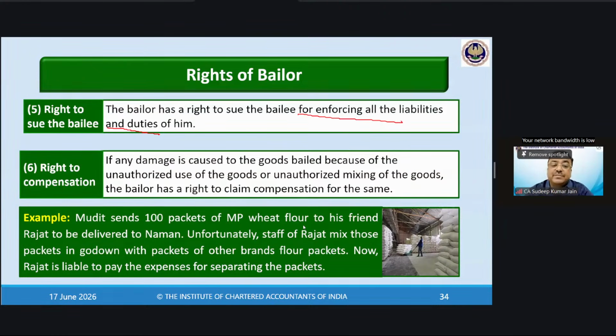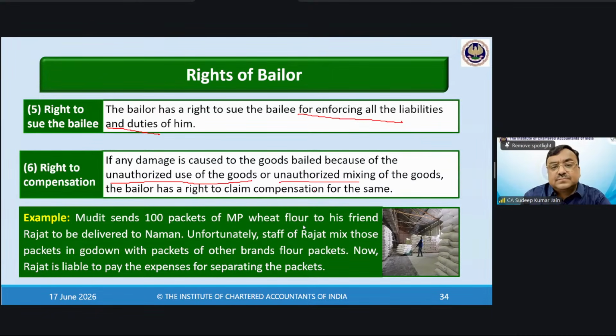Right to compensation. If any damage is caused to the goods bailed because of the unauthorized use or unauthorized mixing of the goods, the bailor has a right to claim the compensation for the same. Means the bailor has given the goods to the bailee, but the bailee has misused the goods or mixed those goods with other goods. The bailor can claim the compensation from the bailee.